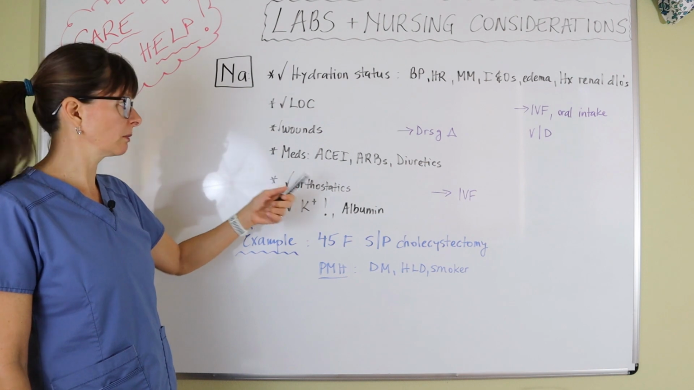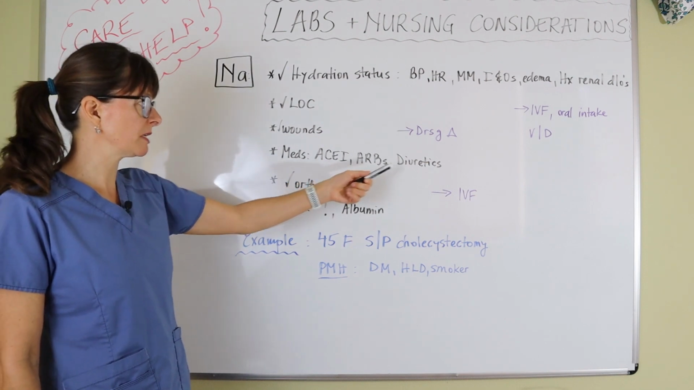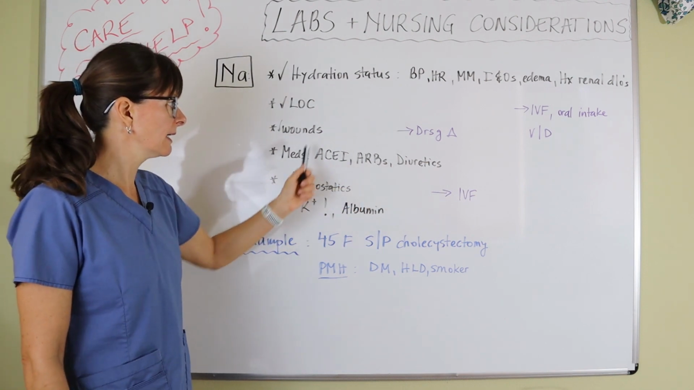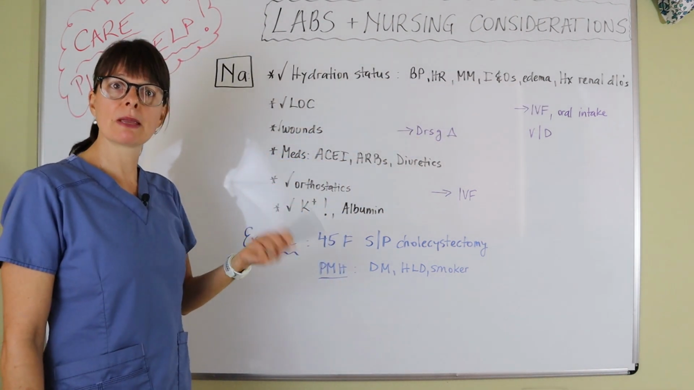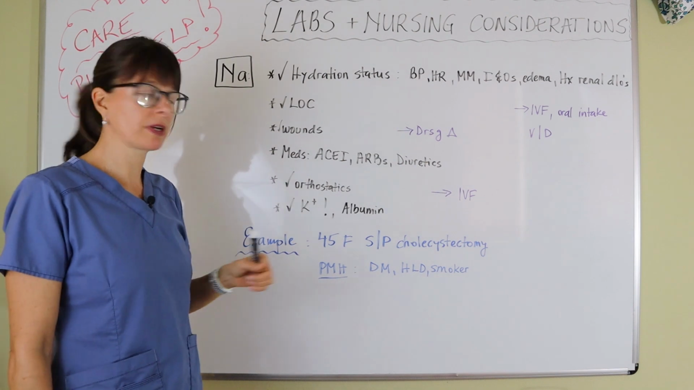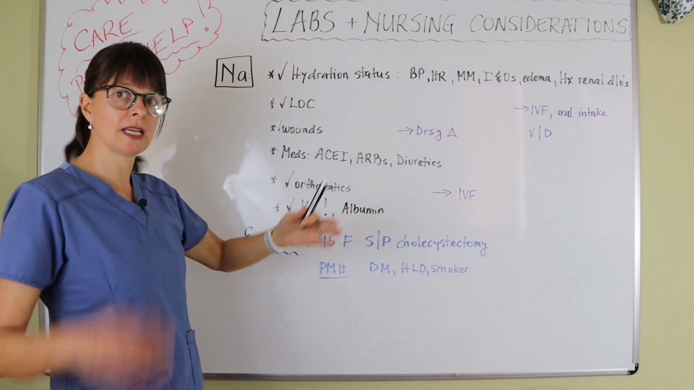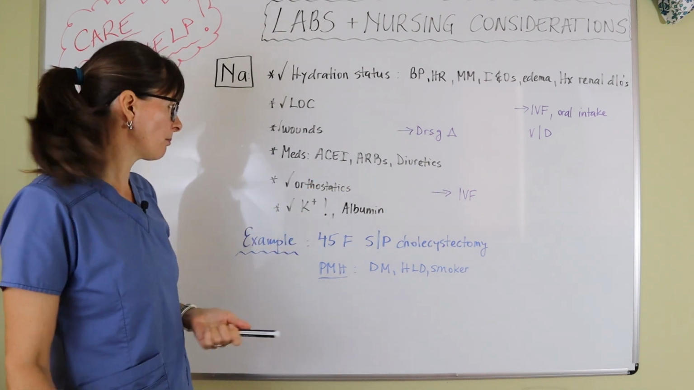Medications that affect the sodium level: ACE inhibitors, ARBs, diuretics, anything that affects the kidney, because we have this history of renal disorders. Maybe if we don't even have that history of renal disorders, anything that affects the kidney might throw off the sodium balance.